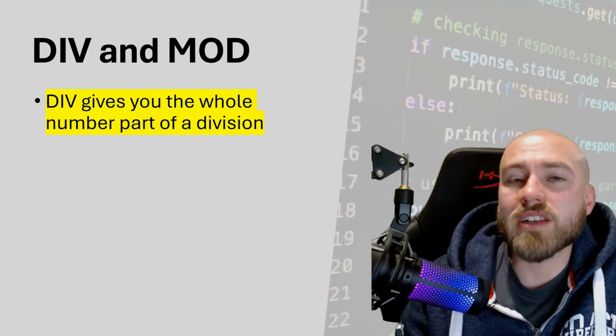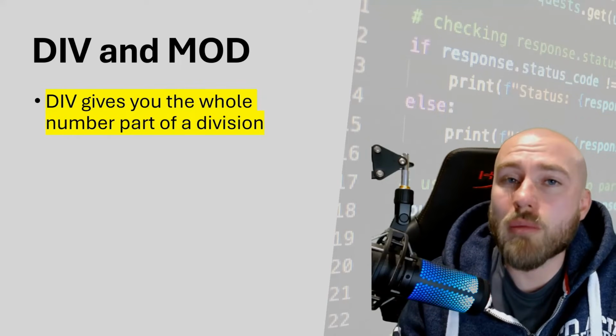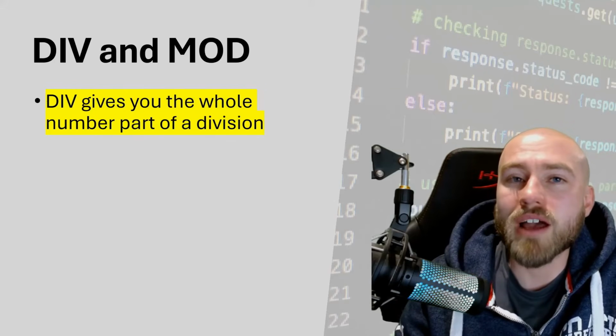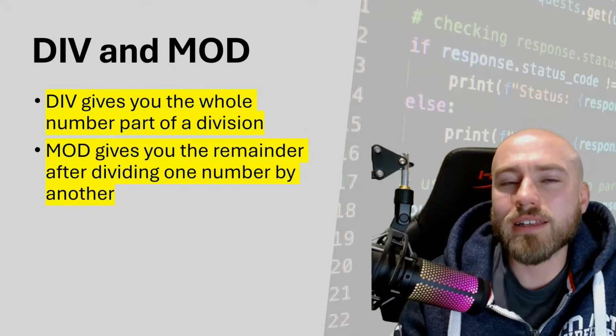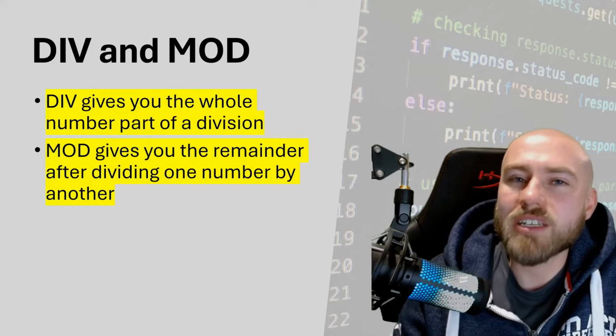So if you do a division and it was going to have a remainder, it won't show you the remainder. It's only going to show you the whole number. Mod will only give you the remainder. So it will still do the division and calculate it, but then it will only show you the remainder part of it. Let's have a look at it in Python and see why it's useful.